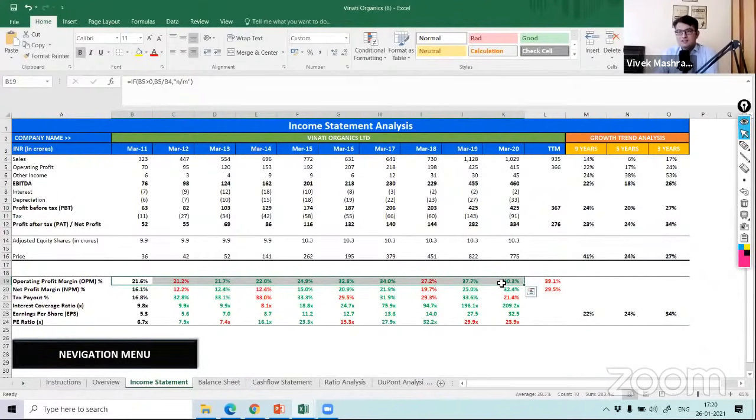Okay. And what does this denote? This denotes whether you are a very, very efficient player, whether you have competition or not, and whether you have some competitive advantage built into your business. And let me give you a simple example.